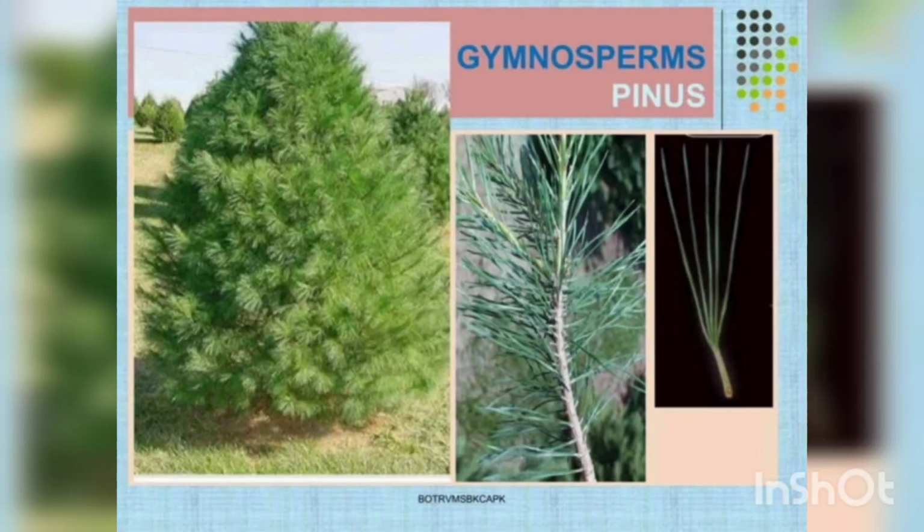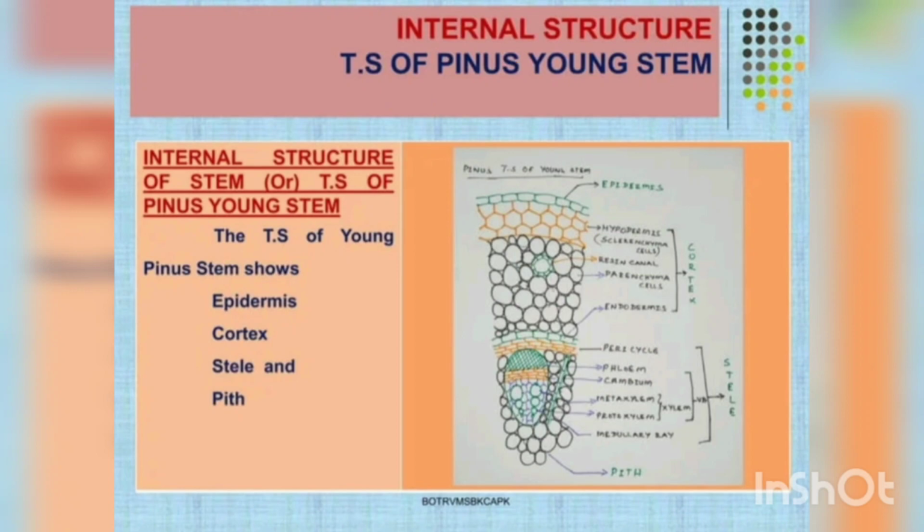Today let's discuss the continuation of Pinus. So first we will see the structure of young Pinus stem. The young Pinus stem consists of four parts. The TS of young Pinus stem consists of four parts, that is the epidermis, cortex, stele and the pith.